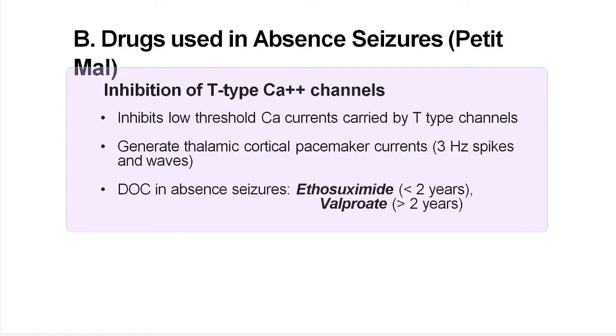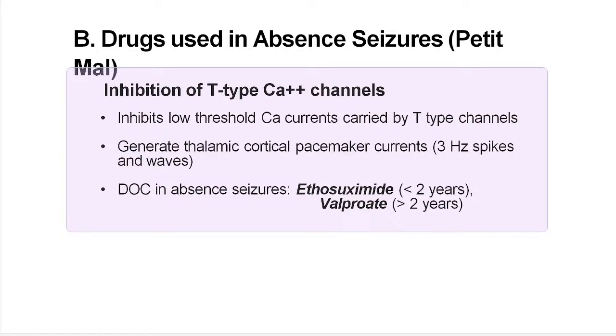So these are the drugs, and they are definitely the drug of choice for absence seizures. So you have 2 very important drugs to remember for absence seizures. One is a pure absence seizure drug called ethosuximide. It is used only for absence seizures. Okay? And then there is valproate, which is the broad spectrum drug.